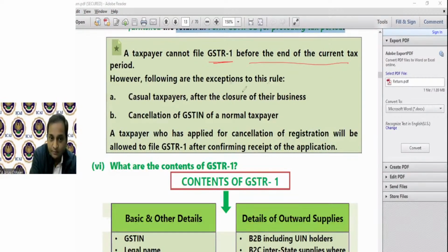But there are exceptions. The first is casual taxable person. Suppose today is the last date for the registration of the CTP. Can anybody tell me, for how many days does the registration of a casual taxable person remain valid? Can anybody tell me?